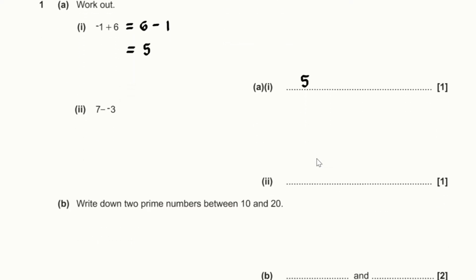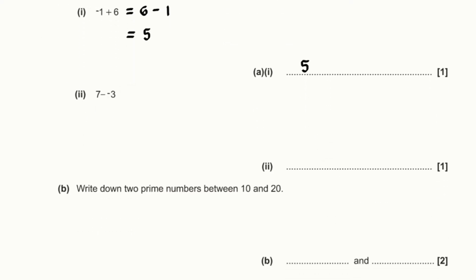For the next part, 7 subtract -3. Well, this is the same as 7 plus 3, which is 10.